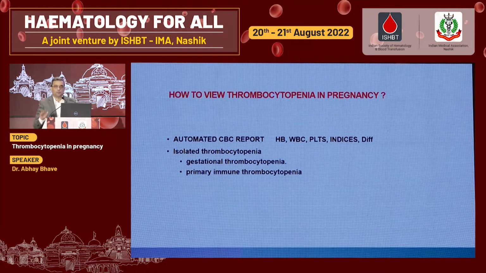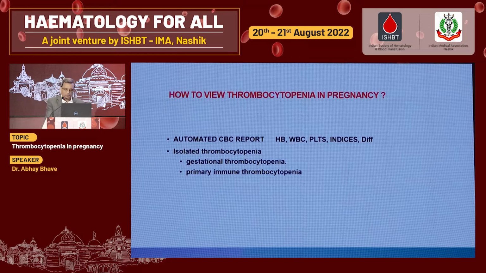So let's view thrombocytopenia in pregnancy. You have to have an automated CBC. You can't do without that. You have to look at everything: hemoglobin, white cells, platelets, differential count, and the indices. Based on all this, you decide it's an isolated thrombocytopenia. Then only will we be talking of thrombocytopenia. If there's something else, we will not call it thrombocytopenia. In that case, it can be either gestational or immune thrombocytopenia.